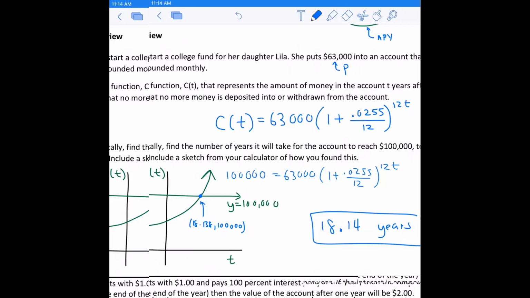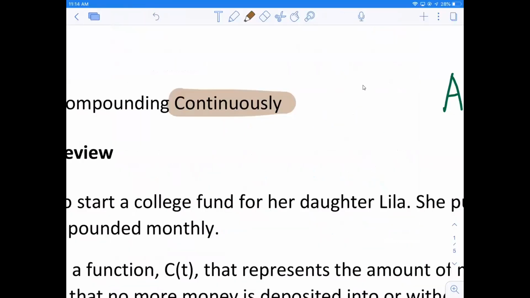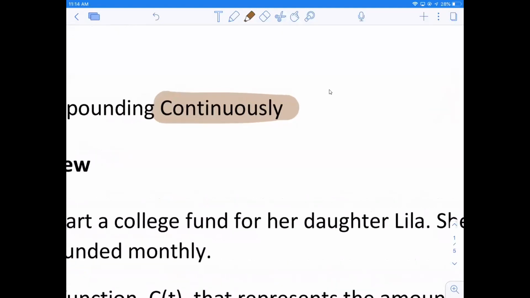So what do we mean by continuously? So the more, oh, I'm not sharing my screen. Hold on, resume share. All right. So what I want to talk about today is compounding continuously.